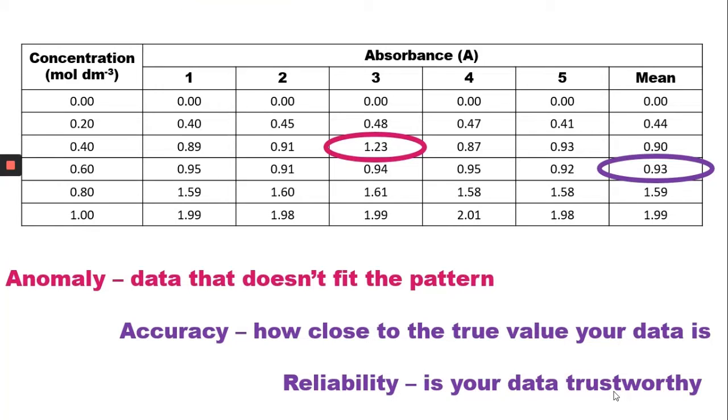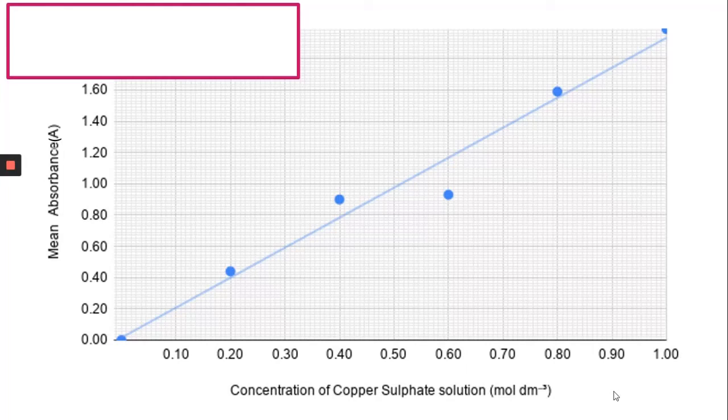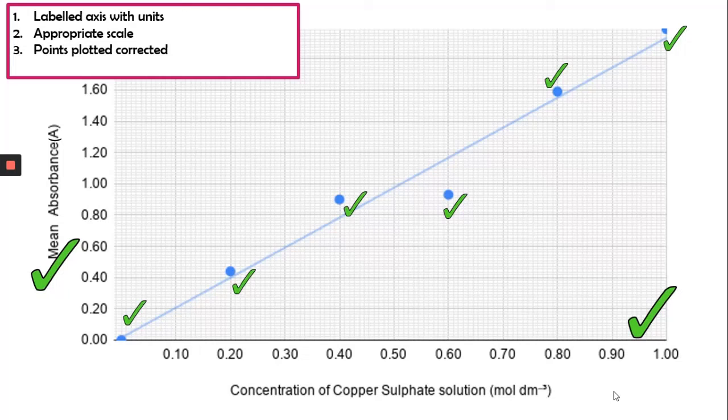Right, let's check your graph. You'll get 1 mark for labelled axes with units. A second mark for using an appropriate scale. A third mark for points plotted correctly. And a fourth mark for your line of best fit and your anomaly circled. Again, the ability to plot a scientifically correct graph is a key skill you'll develop throughout the course, which will be really useful for scientific careers and study.